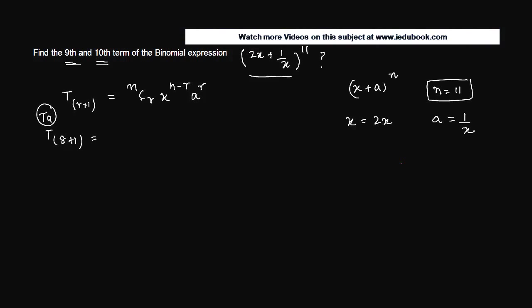is equal to nCr. What is n? n is 11, 11 C r. r is what? r is this number, so r basically corresponds to 8. x to the power n minus r, 11 minus 8, a to the power r. a is what? So this is basically 2x.